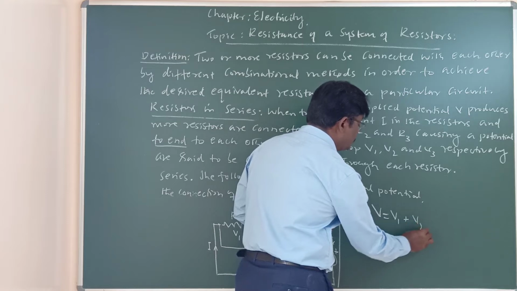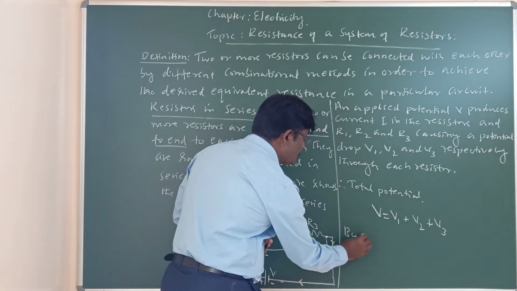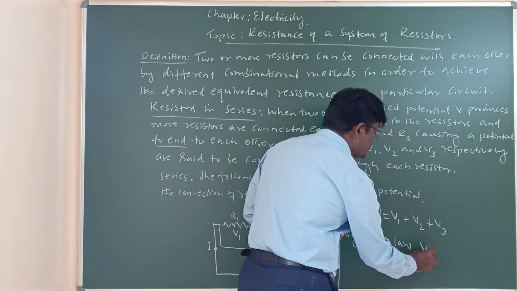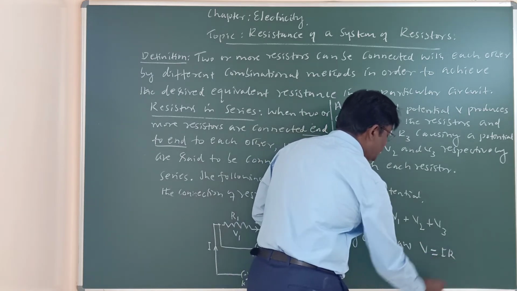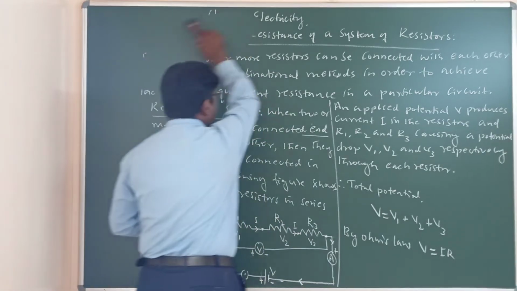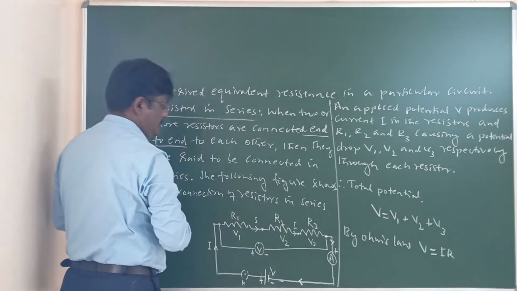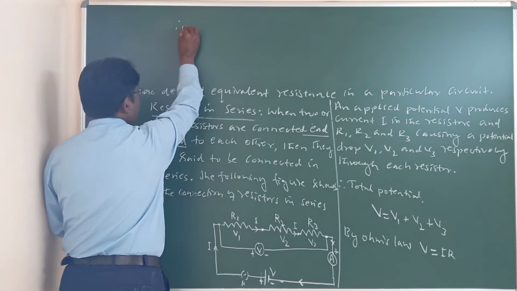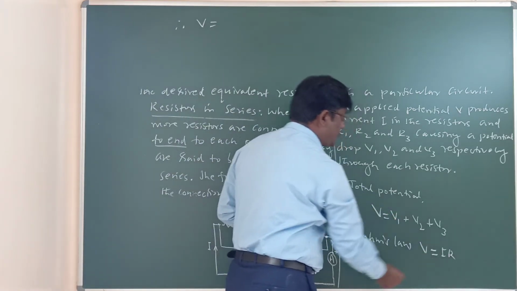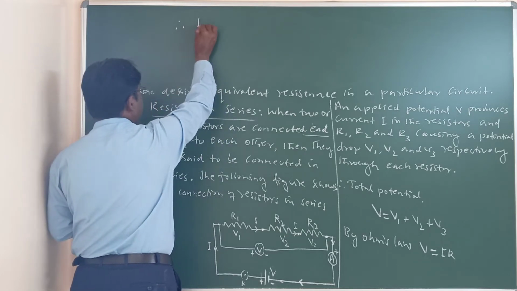V1 plus V2 plus V3, by Ohm's law. Do you remember that? Ohm's law. What is the mathematical form? V equal to IR. By Ohm's law, V equal to IR. Therefore, now V equal to this one children. V1, when V equal to IR, in place of V, here I write IR.